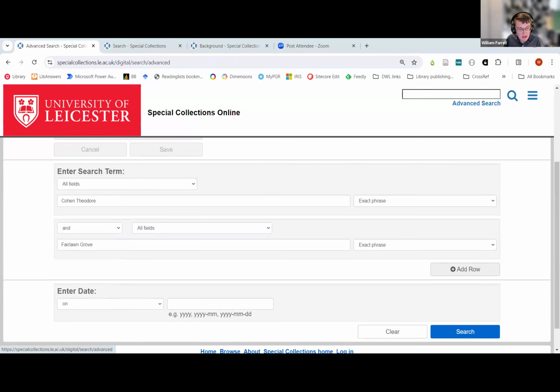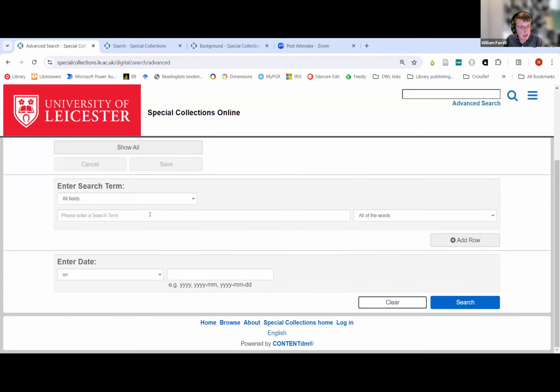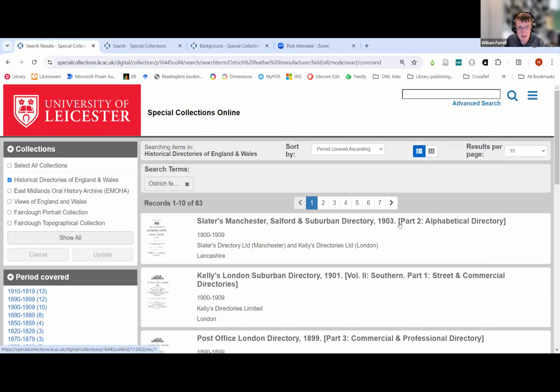So I'm going to try and take a more specific occupation to get some slightly better results. I'm going to do an occupation. I'm going to search for ostrich feather manufacturers, which became a trade associated with the Jewish community, particularly in London and some of the other port cities. Even so, having practiced earlier this week, there's quite a lot of people associated with the ostrich feather trade. So there are at least 63 directories where ostrich feather manufacturers appear.